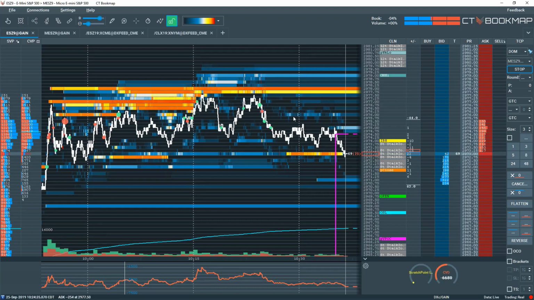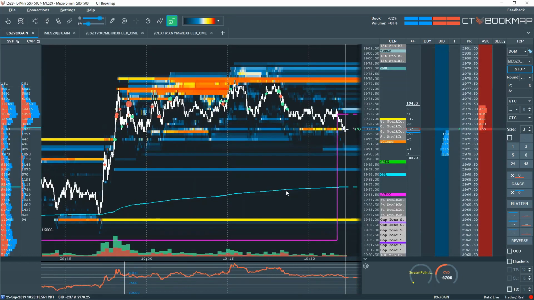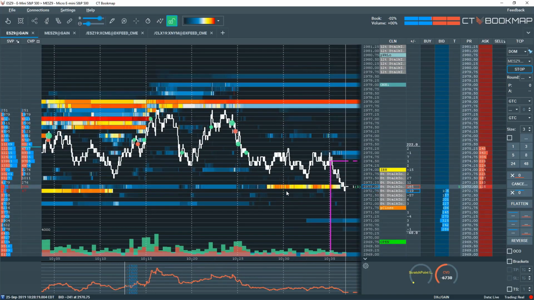Again, it's too close to the high, and the time of day is not great. It's not all that great for a continuation trade. Anyway, it doesn't look like I'm going to get an opportunity here.